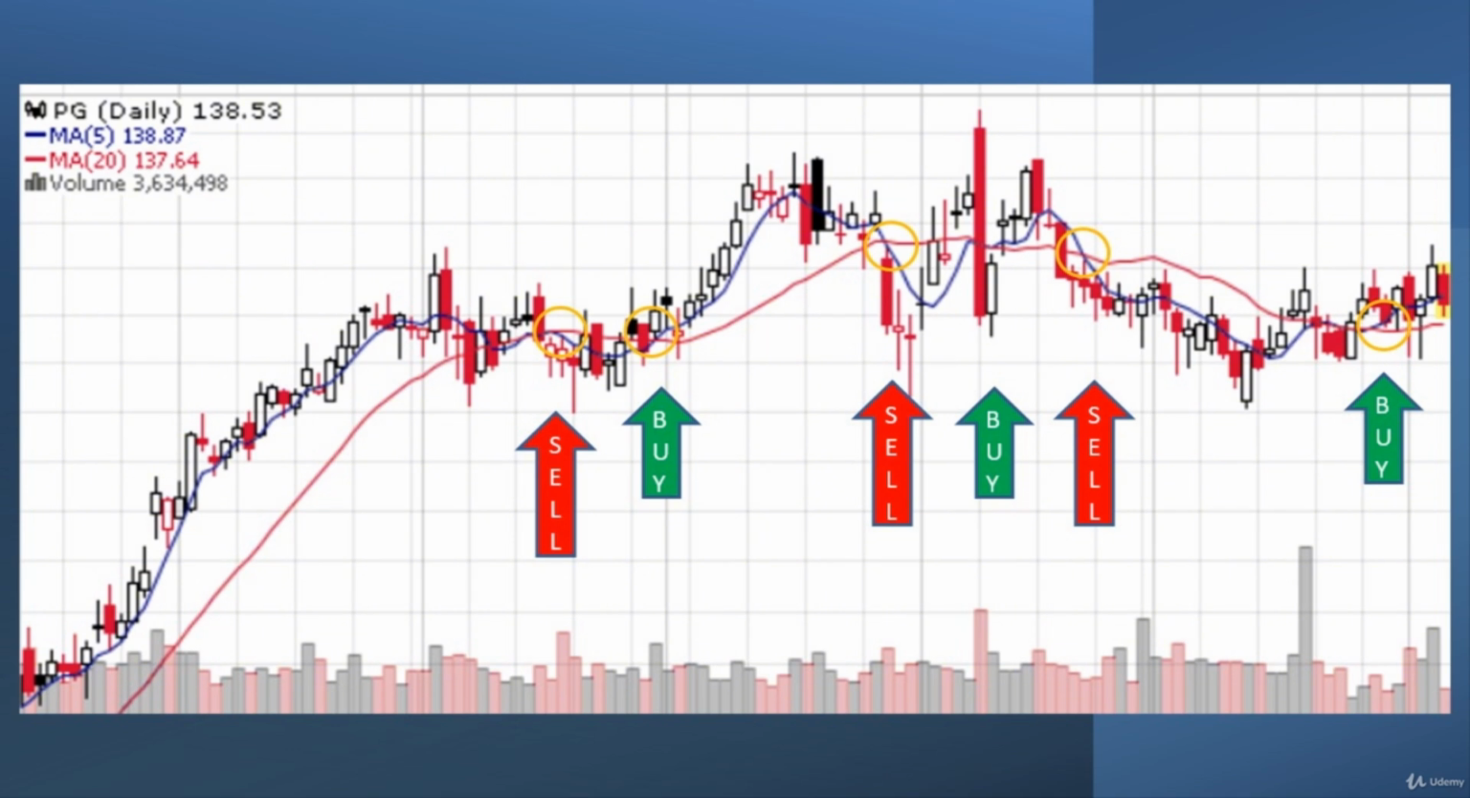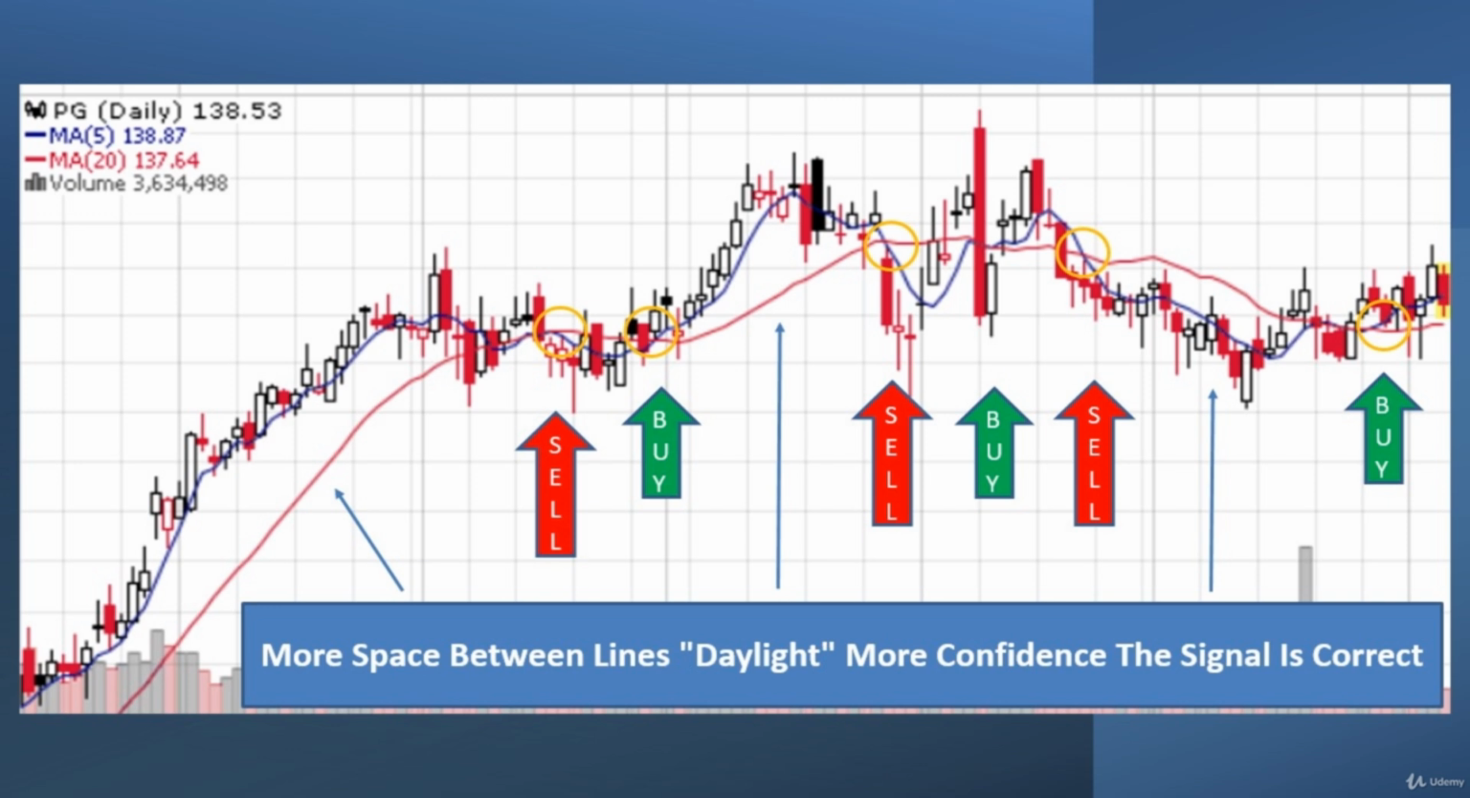It should correlate a little bit with the prices, but you're really looking at the lines more so than prices, by looking at a moving average crossover versus price crossing over a moving average line. In addition, if you see more space, or what you call daylight, between the two lines, you'd have more confidence that the signal is correct.